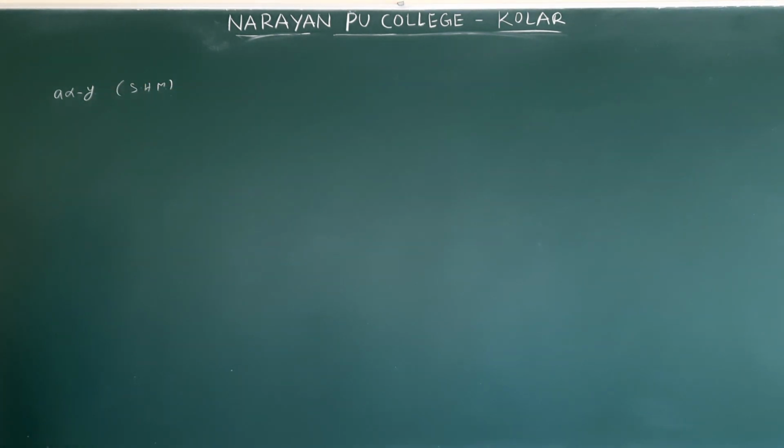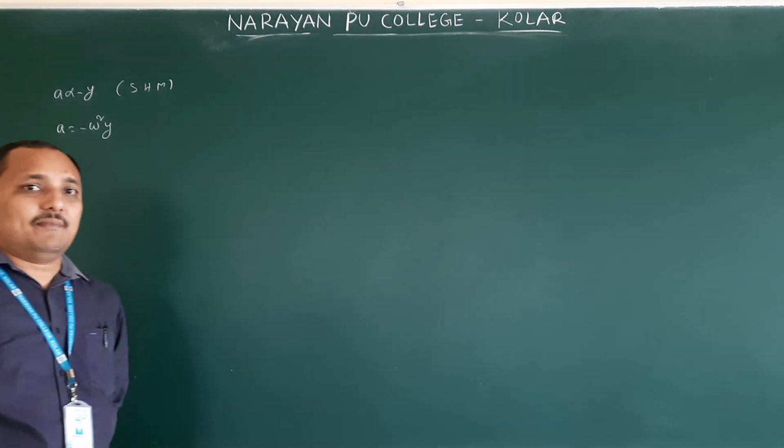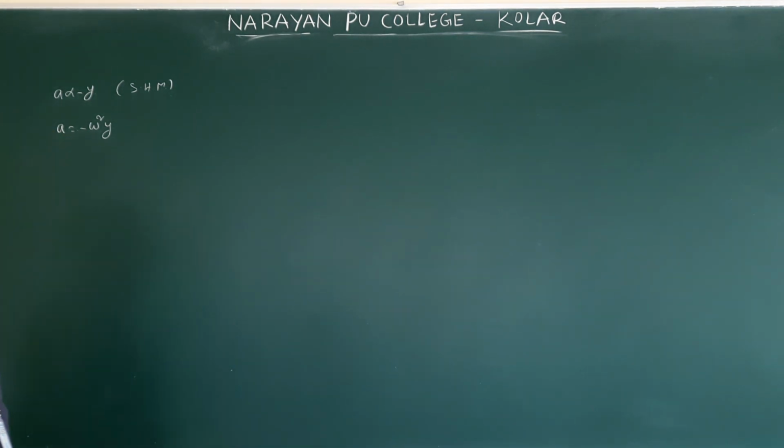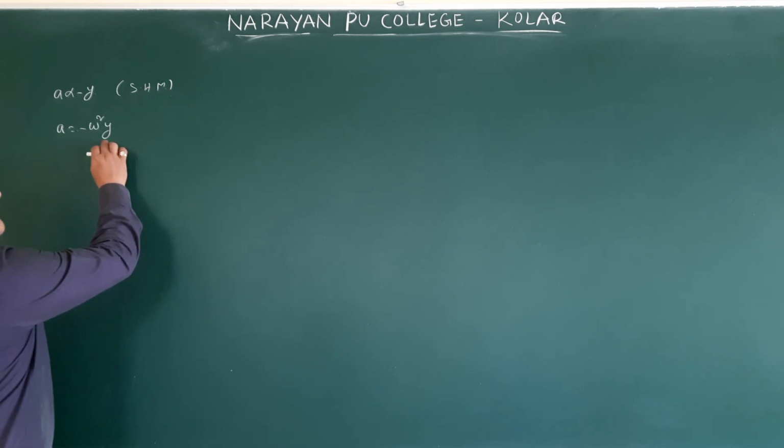Isn't it? If you simplify this, how do you write a? a is equal to minus omega square y. Did you remember? Minus omega square y. We used this equation to derive the time period of a simple pendulum. Therefore, I told you to see simple harmonic motion in first PU once. What is y, you can also know.